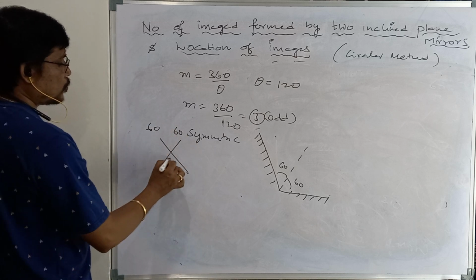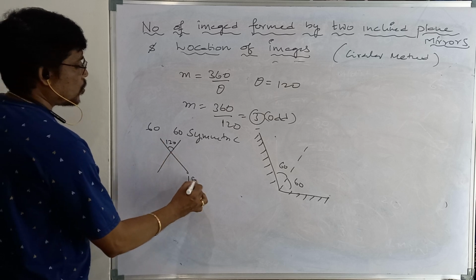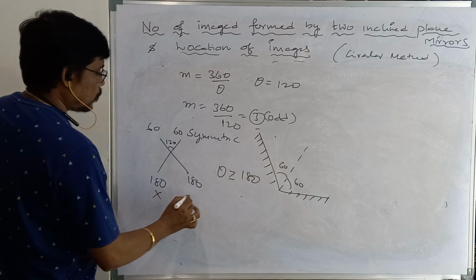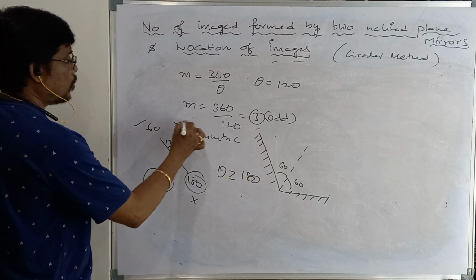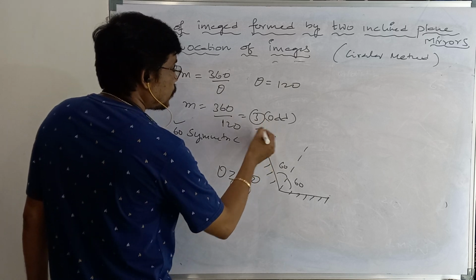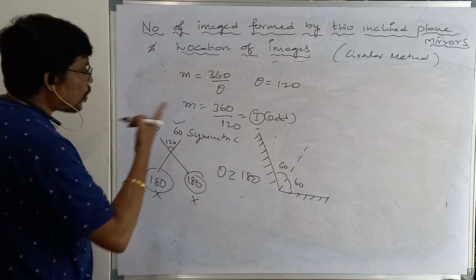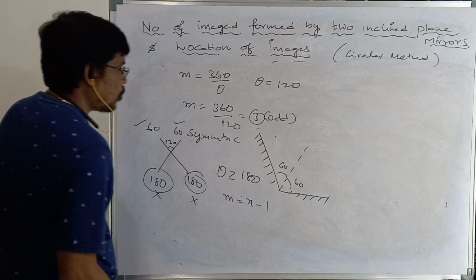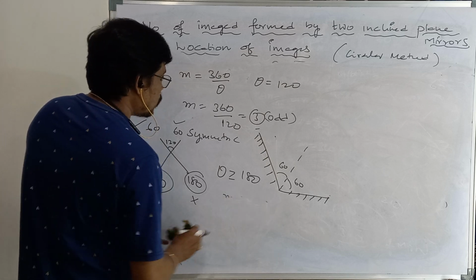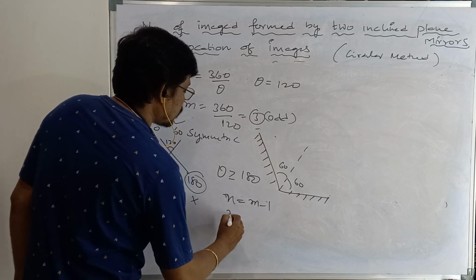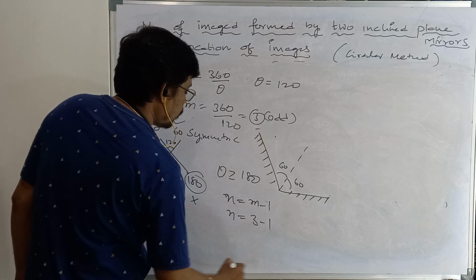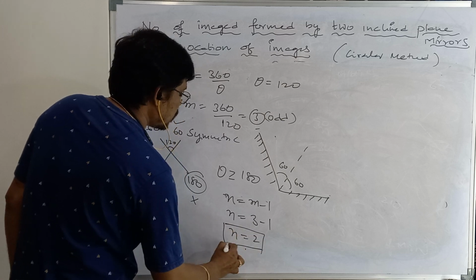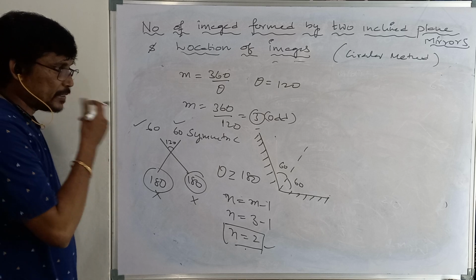Now take this diagram. 60, 60. So this is 120. This is 180. This is 180. What I told, if theta is greater than or equal to 180, no image is formed. So how many images? 1, 2. Only 2 images are formed. But here we get as 3. So how is it? Here also simply m is equal to n minus 1. So n is equal to m minus 1. m is how much? 3 minus 1, which is 2. So number of images formed in this case is 2. Right?